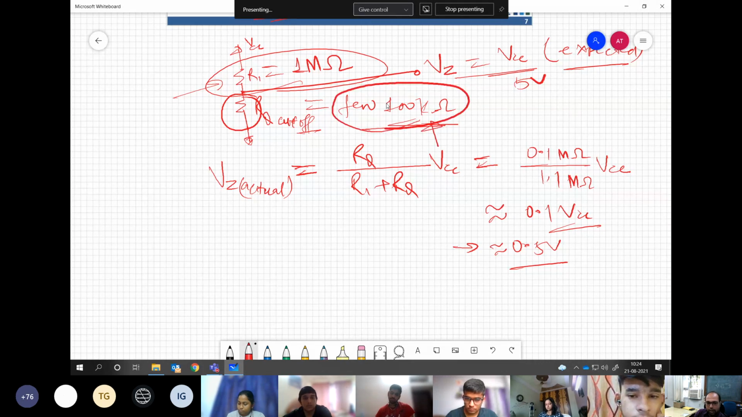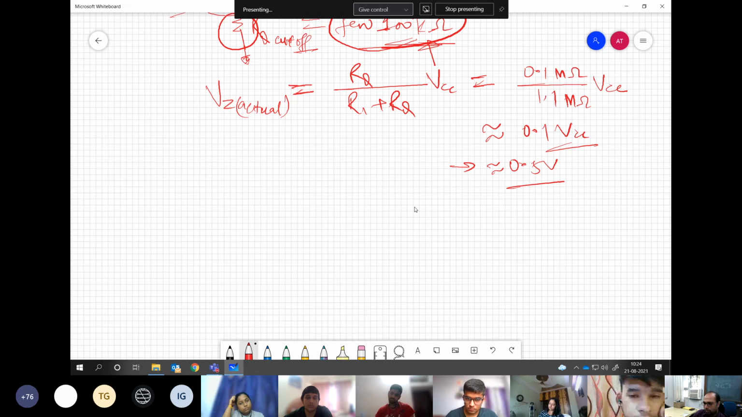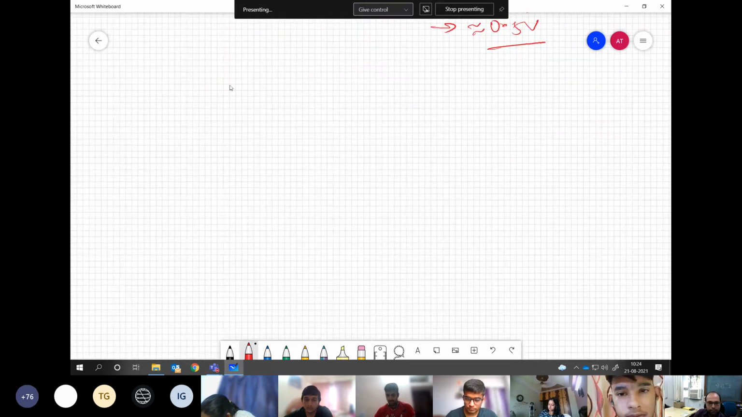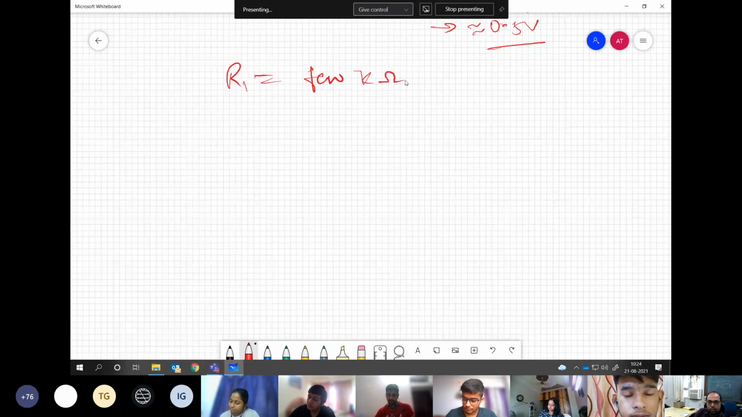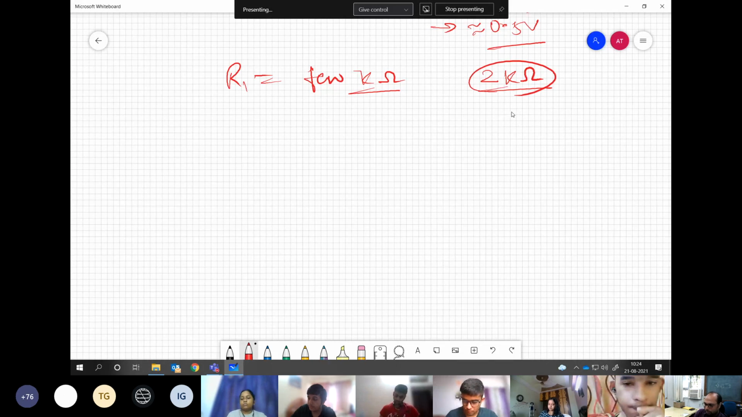So, we choose something which is comparable to this. Like if this is few hundred kilo ohm or something like that, it should be smaller compared to this, but it should not be very small also. So a reasonable value, let us say, could be few kilo ohms. So let us choose 2 kilo ohm as our tentative value for the design. Getting my point?